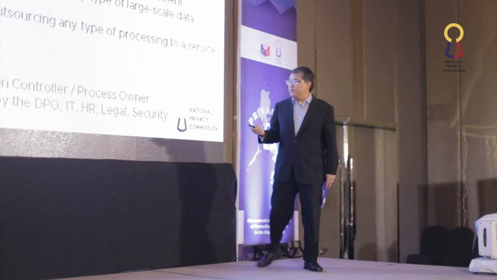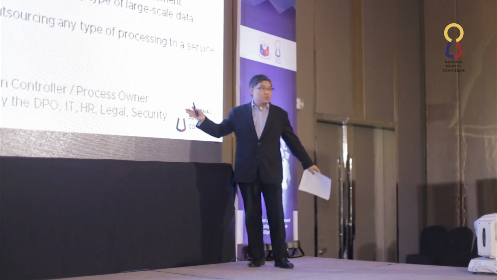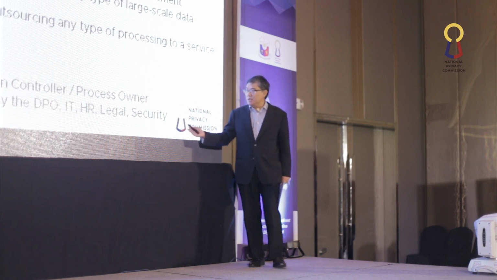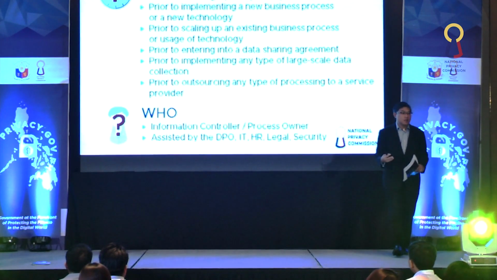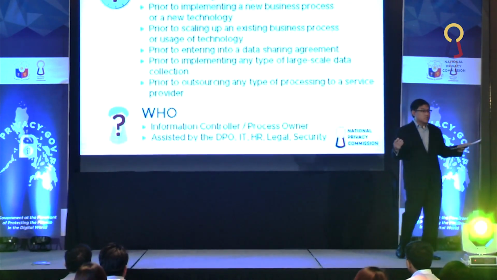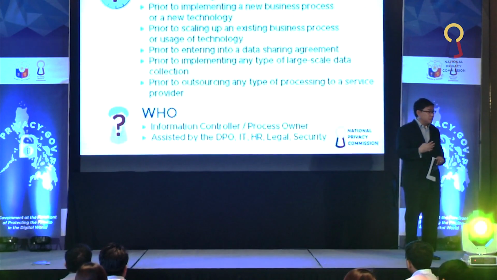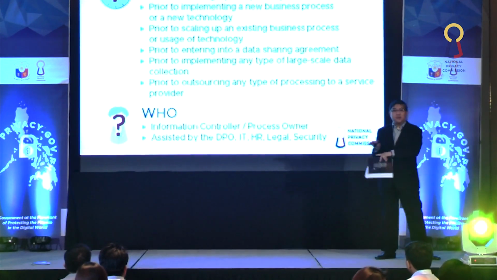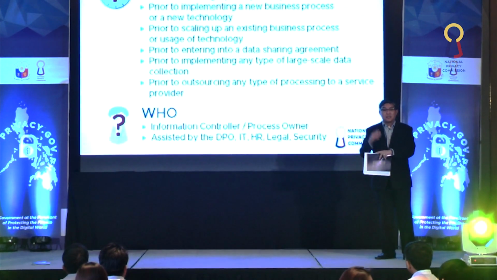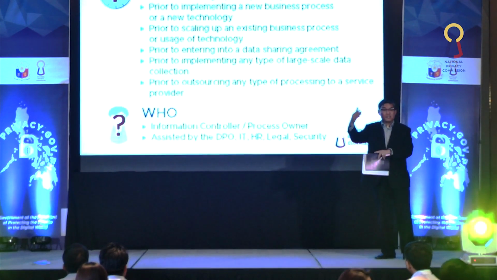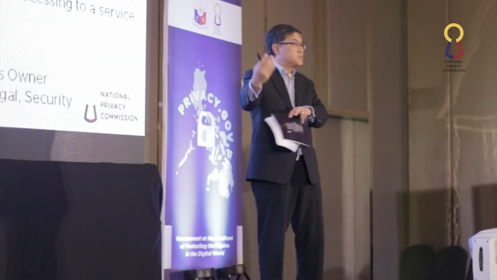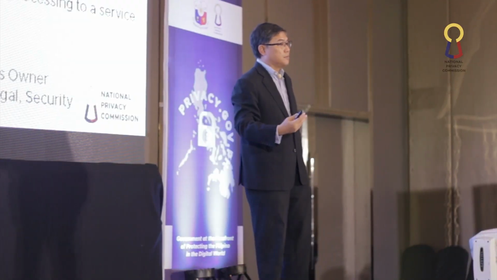Who should be involved? Of course, the information controller or the process owner, as well as the DPO should be there, IT, HR, legal, and security. So this is really a workshop. There's a lot of documents that need to be collated when you're putting together a privacy impact assessment. So there are also free tools out there that will allow you to track, okay, who has submitted what, and is the first step complete so we can proceed to the second step and so on.